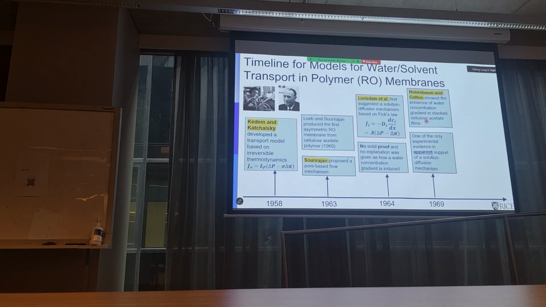Then Rosenbaum and Cotton did some experiment in stacked membranes. I will show you later that they show that there is a water content gradient. I'll refer to this experiment in detail. And they concluded, oh, now we have a water content gradient. It's a proof of the solution diffusion mechanism, and this became really one of the only proofs of the solution diffusion mechanism. And then Paul and Albert Lima derived this equation that I showed you earlier by assuming the equilibrium in the interface, no pressure drop, and they derived the equation that I showed you earlier.